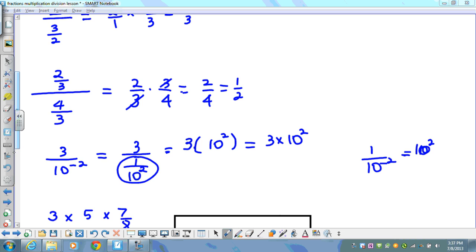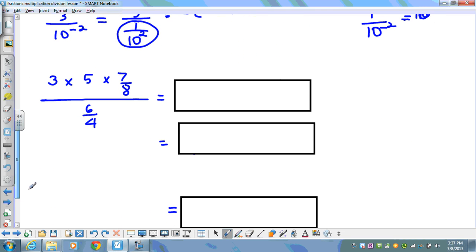And the last example is a mixture of some of the things we've done. We have a multiplication of fractions as well as division all in the same problem. This would be a good point to pause the video, try to do the example and come back, check your answer.